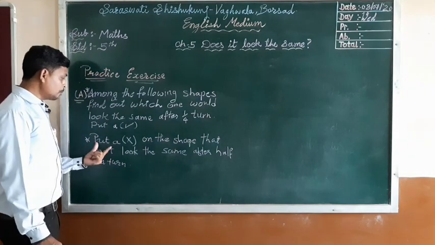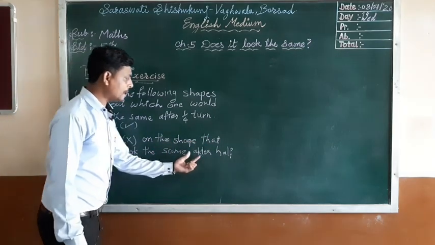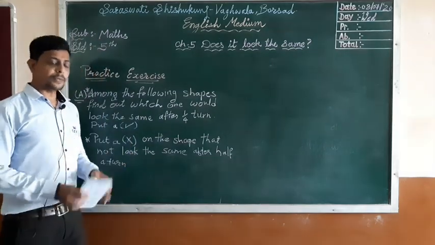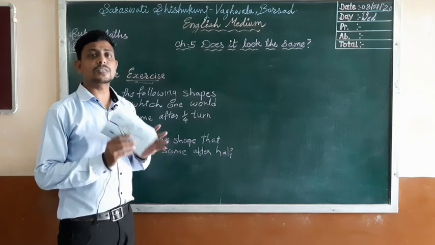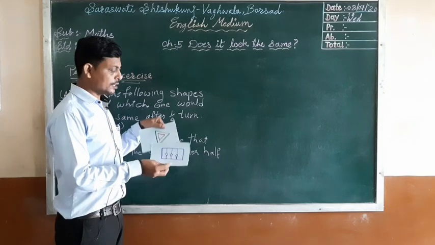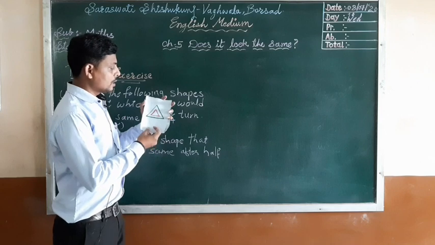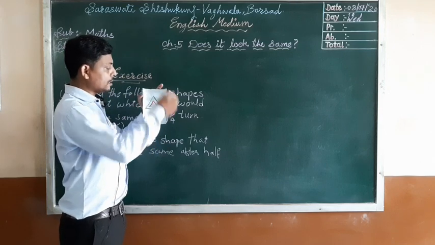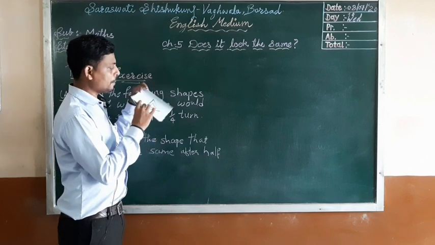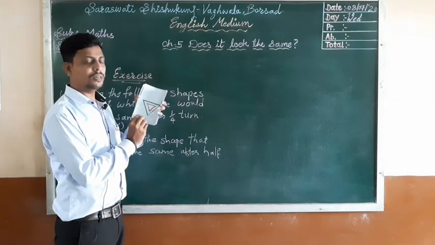Question number 2. Put a cross mark on the shape that does not look the same after half a turn. Means when we do a half turn of these 2 images, whether they look the same or not, that we have to see. So now I am rotating these 2 pictures, whether they look the same on a half turn or not. So half turn means this side will come downside. Okay, so I am rotating this into a half turn. Does it look the same? No, it does not look the same.